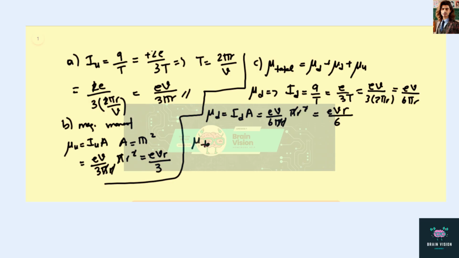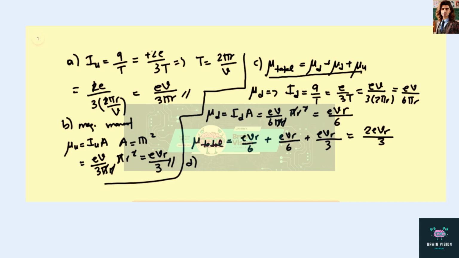So then the total is going to be equal to evr over 6 plus evr over 6, from this equation that we established, plus evr over 3. Okay, so then the answer would be 2evr over 3 as the total magnetic moment of the system.